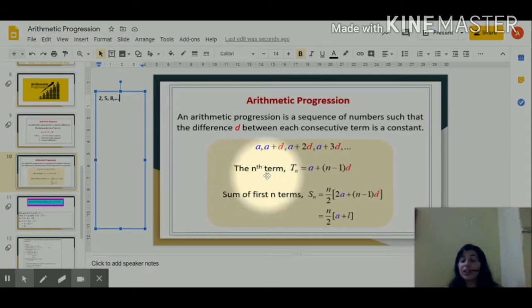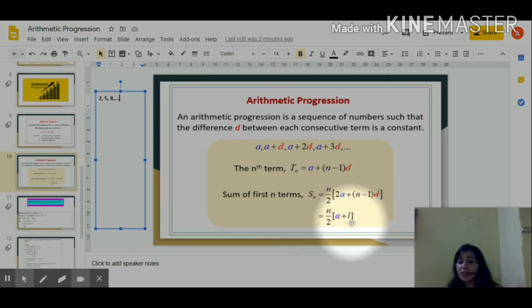Nth term formula you have already seen. Now remember one part, that nth term can be denoted by Tn also, as well as we can denote it by an, which is a plus (n minus 1)d. Now if you have to calculate the sum of first n terms, that is Sn, we have the formula n by 2 times (2a plus (n minus 1)d). The same formula can also be written as n by 2 times (a plus l).